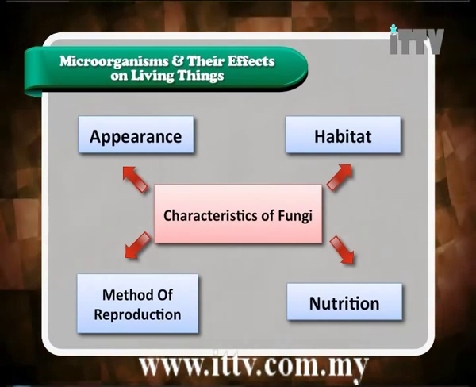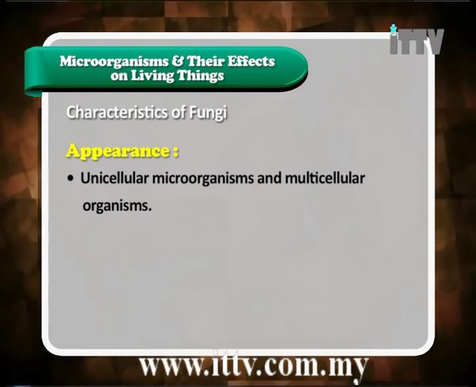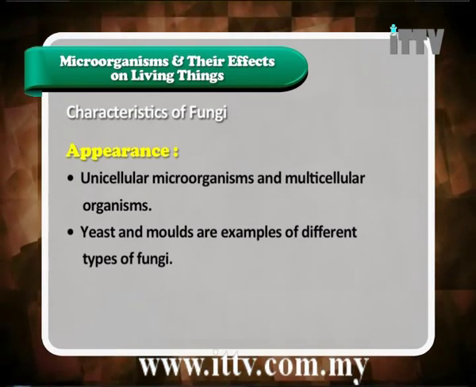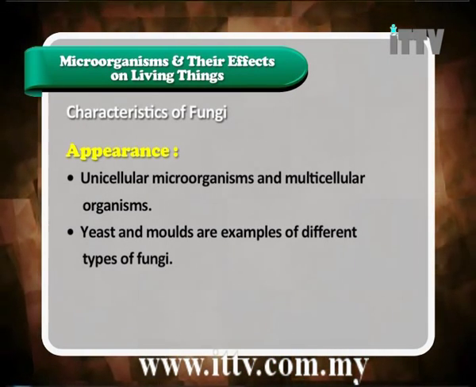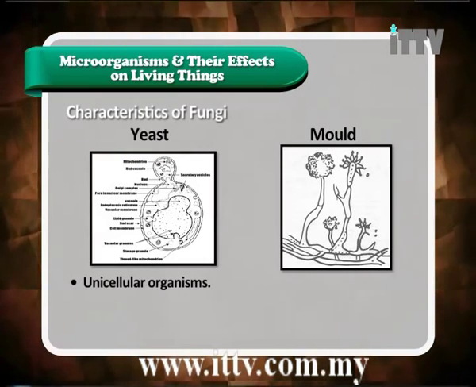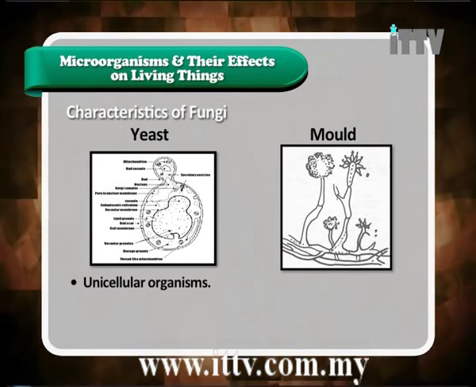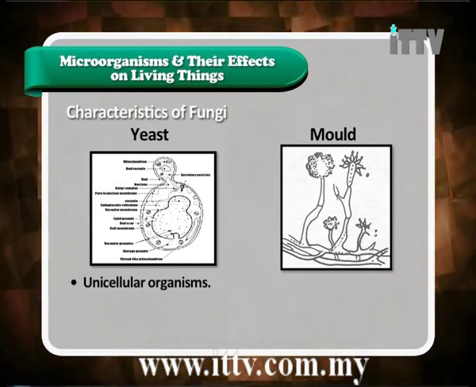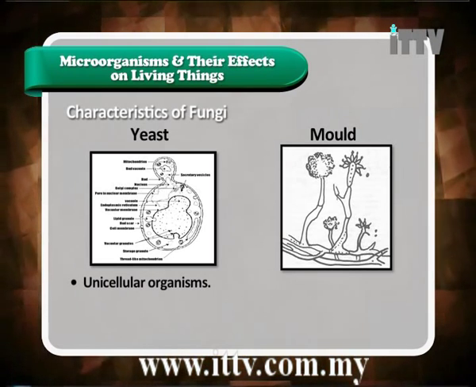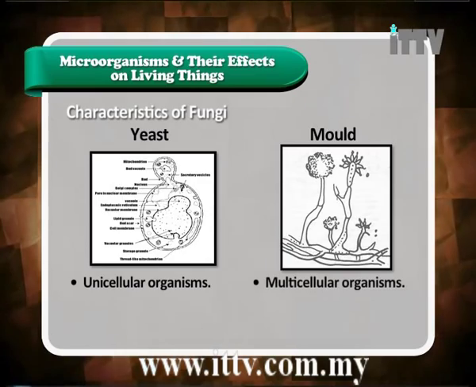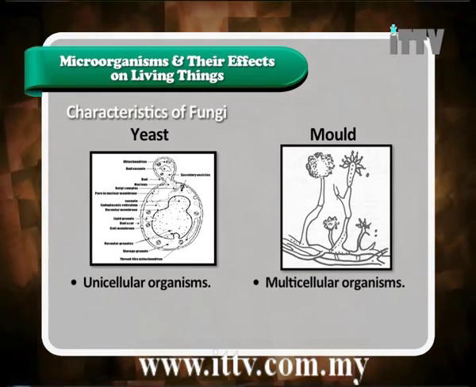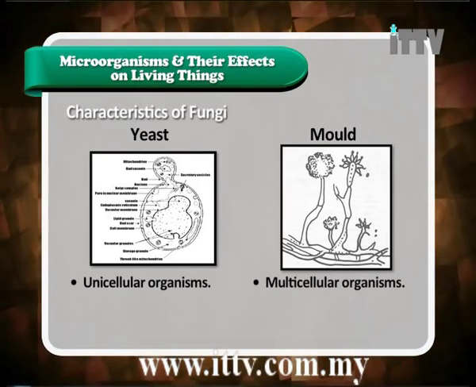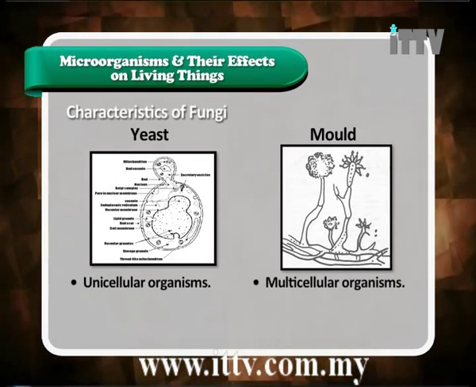Characteristics of fungi. Let's start from appearance. Some fungi are unicellular and some are multicellular organisms. Yeast and molds are examples of different types of fungi. Yeast are unicellular microorganisms. They look round or oval in shape under the microscope. When the yeast are in a large cluster, they can be seen with the naked eye as a white powdery substance. Molds are multicellular microorganisms. They have long thread-like strands or filaments called hyphae. The hyphae give the mold their fuzzy appearance.